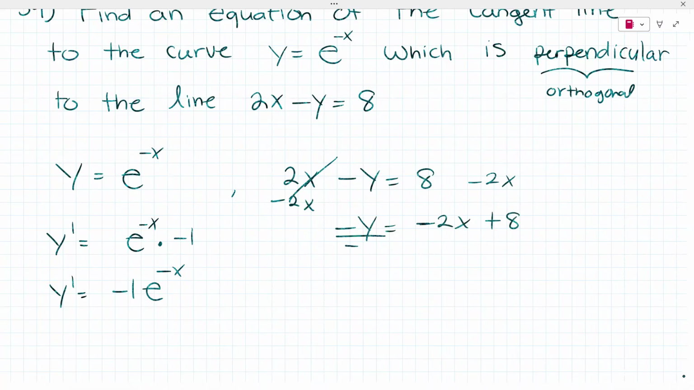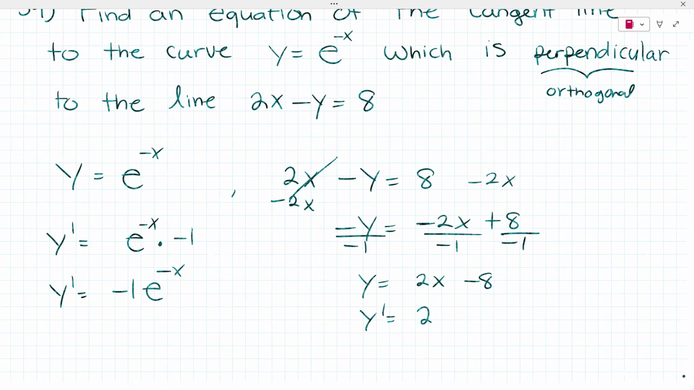Get rid of this negative 1 by dividing both sides by negative 1. So you get y equals 2x, negative 8. And then take the derivative of that. So the derivative of 2x is 2.